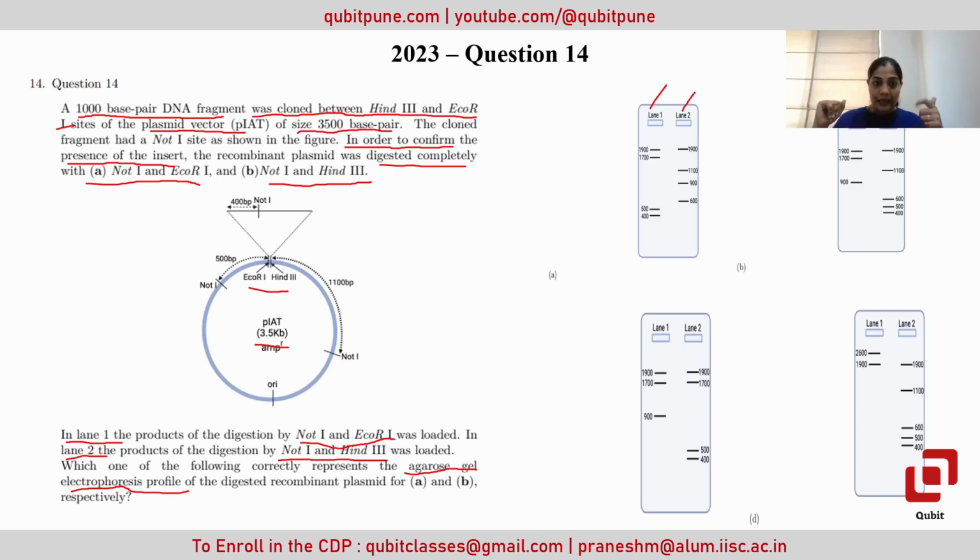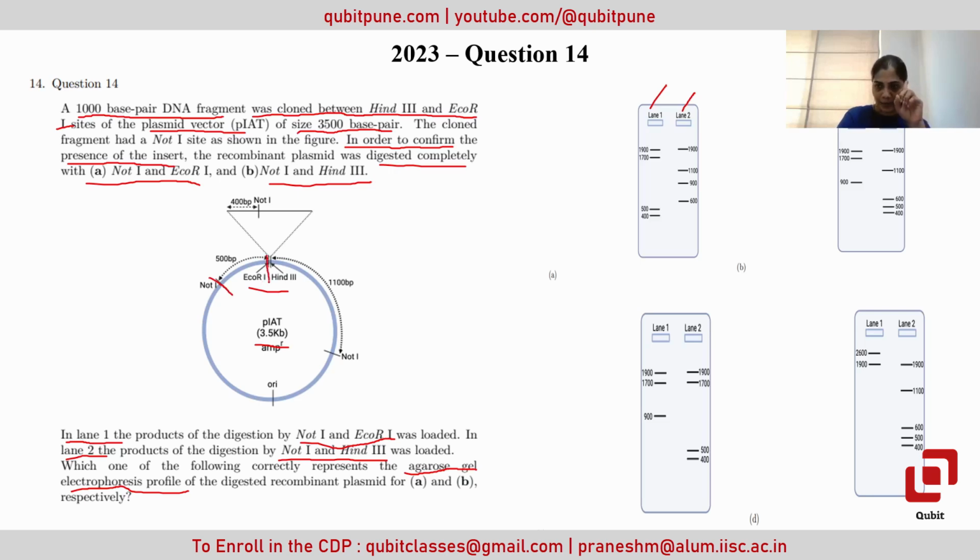So let's see. Here you can see there are multiple NotI sites, even present in the insert also. So the first digestion pattern that we can get is with NotI and EcoRI. So NotI will cut over here. Firstly we have to decide how many fragments we will get. That will easily eliminate many of the options they have given. So NotI and EcoRI.